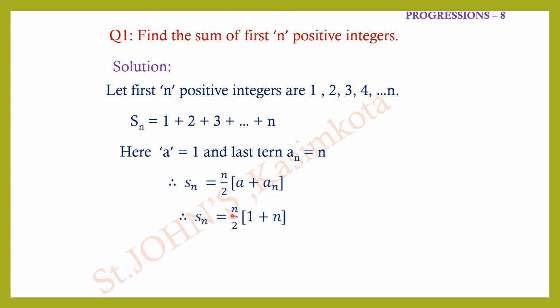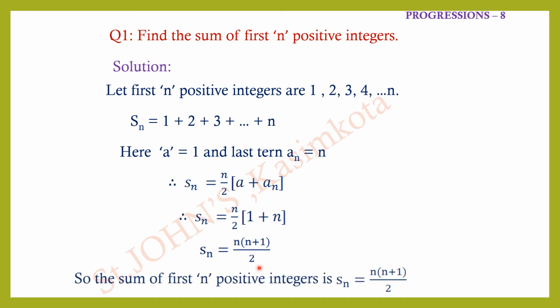Sn is equal to n by 2 into 1 plus n. 1 plus n or n plus 1, these two are the same. So this is written as Sn is equal to n into n plus 1 by 2. Therefore Sn equals n into n plus 1 by 2. This is the formula for the sum of the first n positive integers.